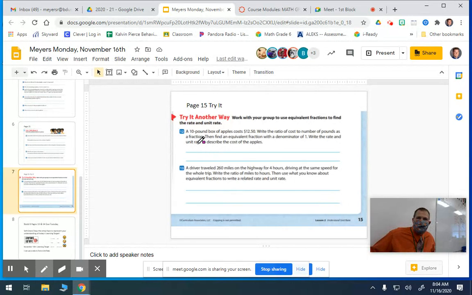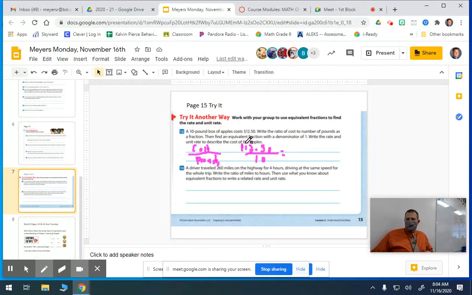Colin, what's the ratio for the first one? Cost is on top and pounds are on the bottom. So remember we talked about ratios. You got to make sure you write it the correct way. We want cost over pounds. So what's the cost? $12.50. Okay. So that's our numerator or our top number. What's our denominator? What's the pounds? 10. And then how do we find out the unit rate? We just wrote it in our notebook. Do what the fraction says.